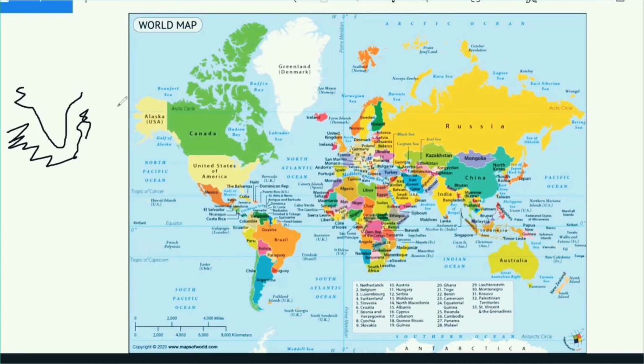Okay, which is covered by oceans from all its 3 sides. So if you talk about India, Arabian Sea is there in the west, Indian Ocean in the south, and Bay of Bengal in the east. So that means this part of India is the peninsula. So can you just check?